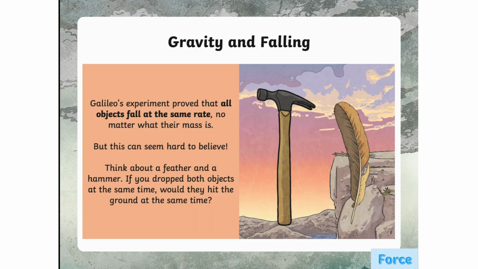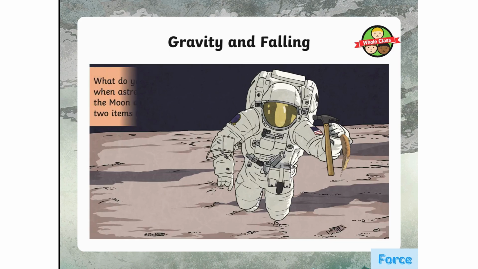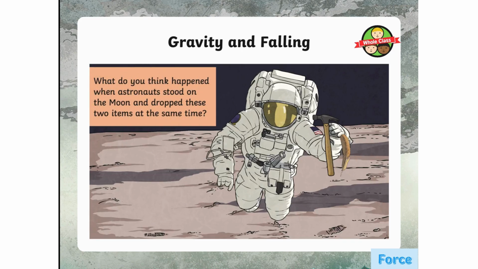Galileo's experiment proved that all objects fall at the same rate, no matter what their mass is. But this can seem hard to believe. Think about a feather and a hammer. If you dropped both objects at the same time, would they hit the ground at the same time? But of course not, right? Agreed. What do you think happened when astronauts stood on the moon and dropped these two items at the same time? Isn't it strange? All right, let's go ahead.